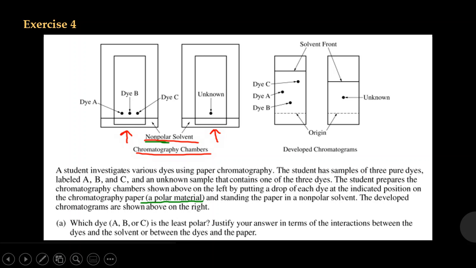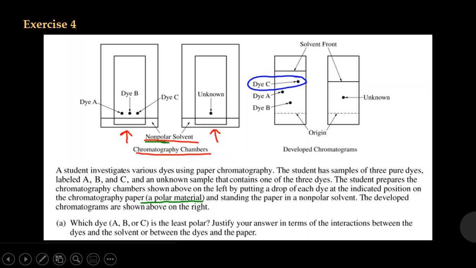Which dye, A, B, or C, is the least polar? Justify your answer in terms of the interactions between the dyes and the solvent, or between the dyes and the paper. Okay, so if we're looking there on the right hand, which one is the least polar? Or I would say, which one is the most nonpolar? Because that's the same thing, right? So out of those, which one would be? C, right? Because they tell us the solvent is nonpolar, so the one that's going to travel the farthest with the nonpolar solvent should be the most nonpolar, right? So here, C.